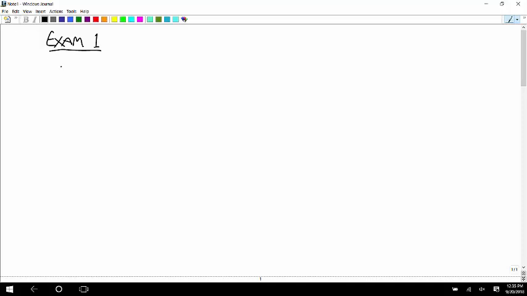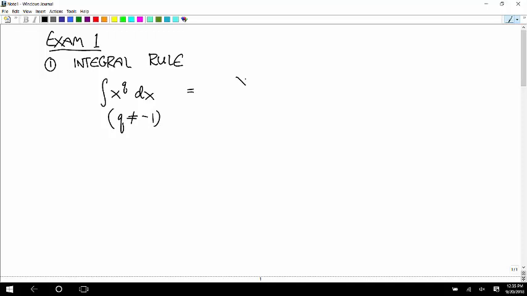Two things that came up a lot. First is, I don't know if this is what it's called, the integral rule. I'm going to call it that. So if you have the integral of x to the q dx, so that q doesn't have to be an integer. It can't be -1. Then this is equal to x to the q plus 1 over q plus 1.